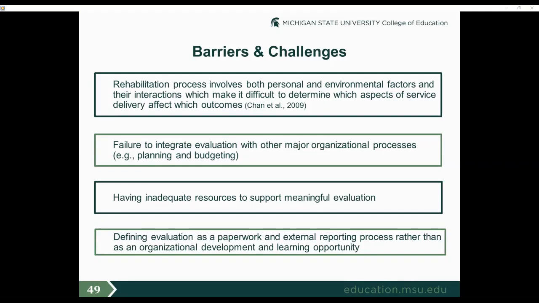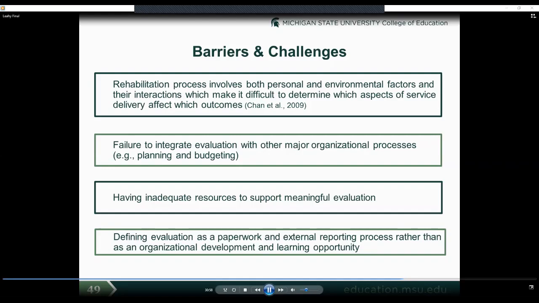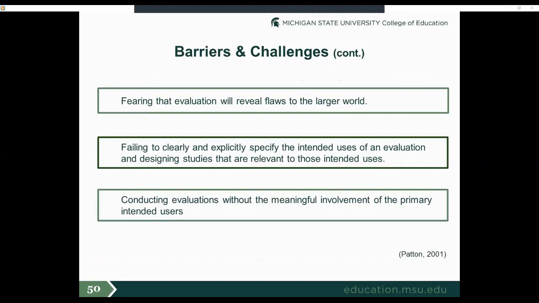Finally, on this slide, defining evaluation as paperwork and external reporting process rather than organizational development and learning opportunity, this goes back to really the culture of how we think about evaluation. If we think about it as just a task that needs to be done, paper that needs to be completed, we're going to fall short of the potential value of this information in our decision-making processes and in our continuous improvement.